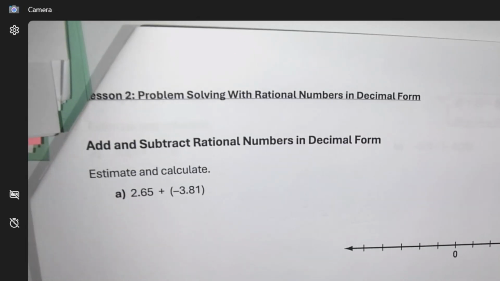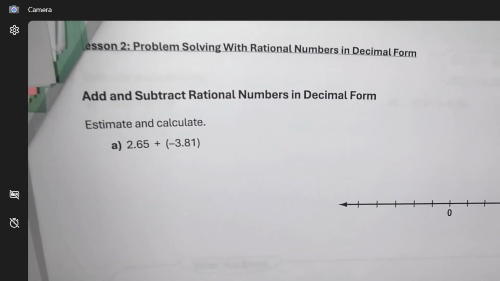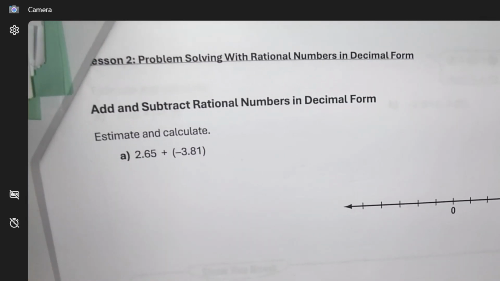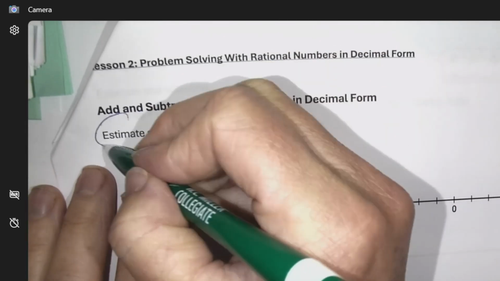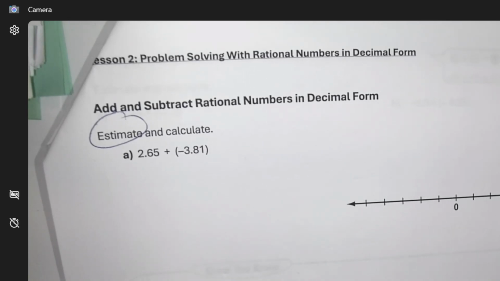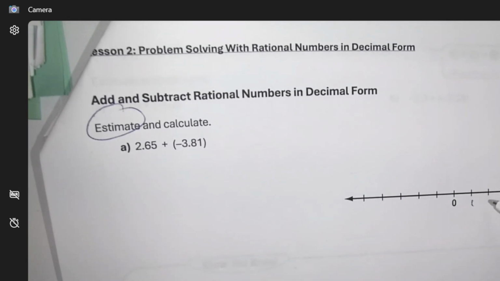Okay, so today we're going to be working with decimal numbers. The first question with this decimal has us doing two things. The word estimate means don't give me the exact answer, just think about what it might be-ish. So let's put some stuff on the number line here.